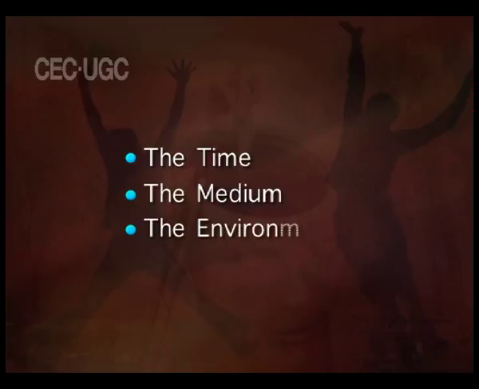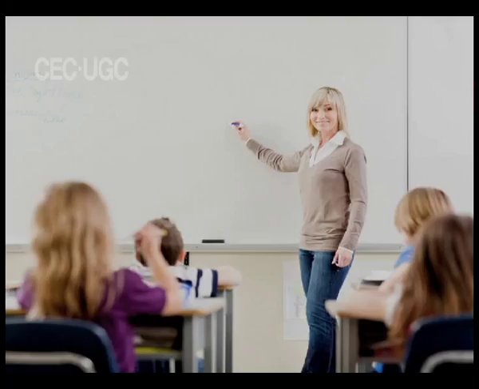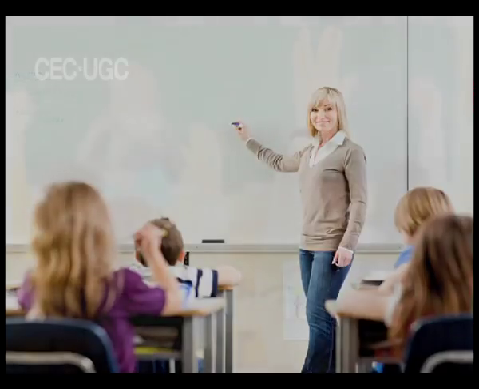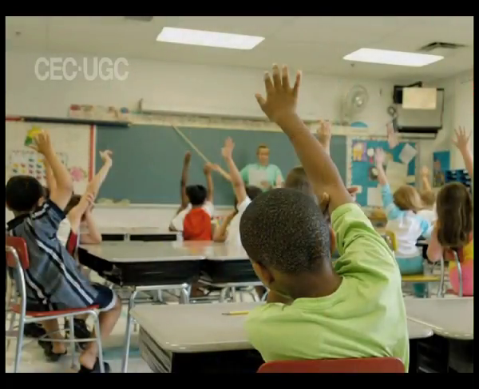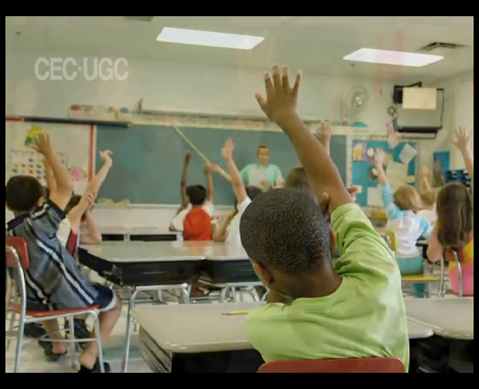Physical barriers can be understood in terms of the time, the medium or the environment. What do we mean by physical barriers? Physical barriers, for example, a class taken at 9 a.m. in the morning versus the same class being conducted at 5:30 p.m. in the evening. Early in the morning, the energy levels of students are high and they are all full of attention. So, class conducted at 9 a.m.